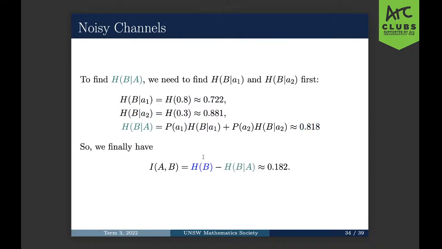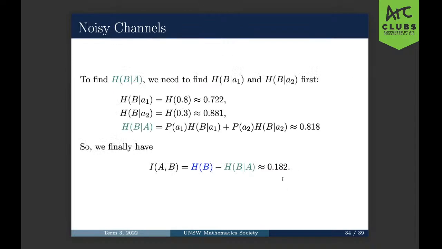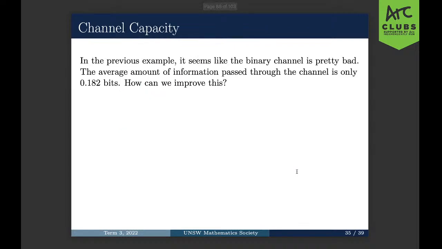So finally, we just bring it all together. We just solve the values that we found, and if you do that, you get 0.182, around that. So this is really saying that on average, the amount of information in bits that gets passed through the channel is 0.182 bits. And it seems pretty bad, right?